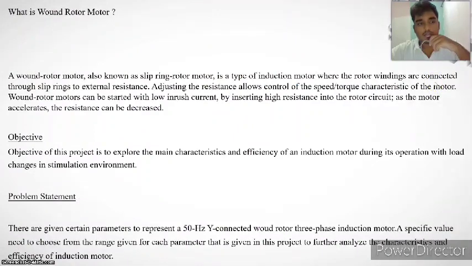There is another rotor motor that is related to our project, which is called a wound rotor motor. A wound rotor motor, also known as a slip ring motor, is a type of induction motor where the rotor windings are connected through slip rings to external resistance. Adjusting the resistance allows control of the speed or torque characteristics of the motor. Wound rotor motors can be started with low inrush current by inserting high resistance into the rotor circuit. As the motor accelerates, the resistance can be decreased.